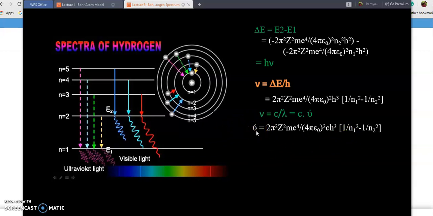nu bar is the wave number. As I already said, it is the reciprocal of wavelength in meters. e is the charge in coulombs. m is the mass in kilograms. h is the Planck's constant in joule seconds. And c is the velocity of light in meters per second. This quantity is called Rydberg constant and its value is 1,09,678.